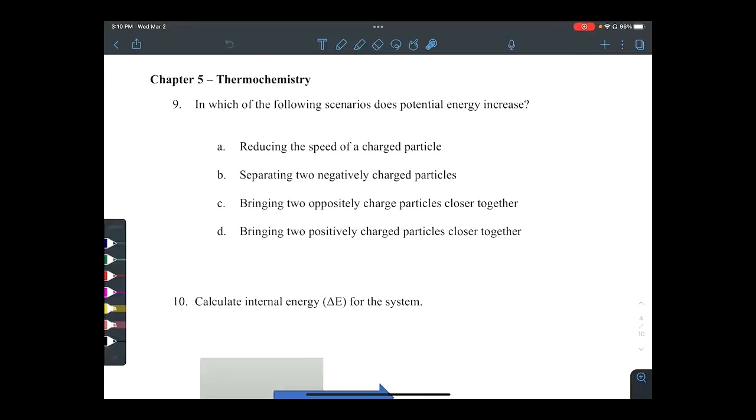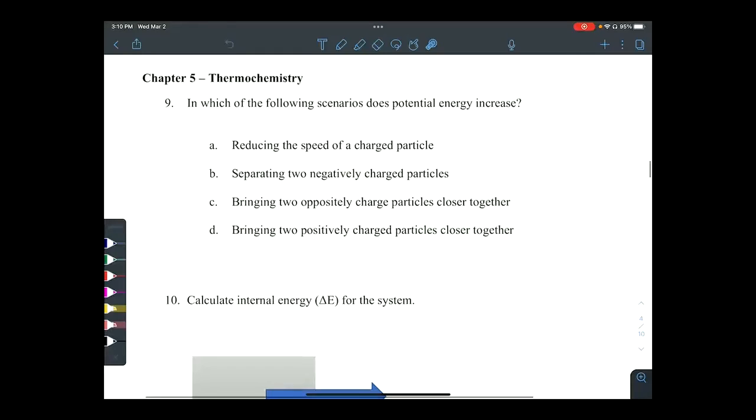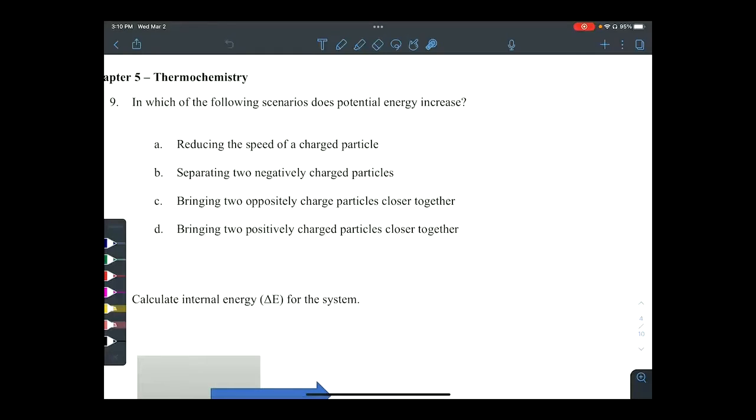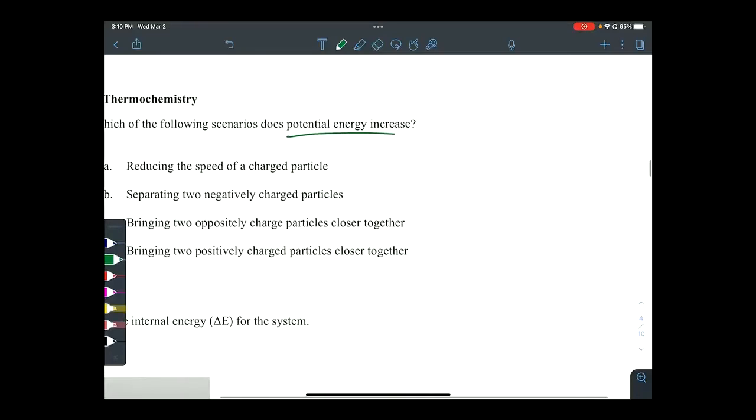So we talk about different types of energy: potential, kinetic, internal energy, and we talk about heat and work as a way to measure internal energy. Here in this question, we're looking at potential energy and how it increases. Potential energy and kinetic energy each have their own equation. Even if we don't have to calculate anything, we can use it to relate values to one another. What is the equation for potential energy? Do you remember?